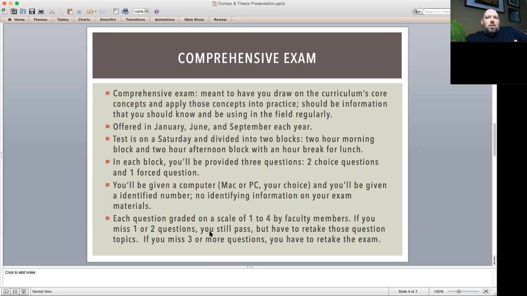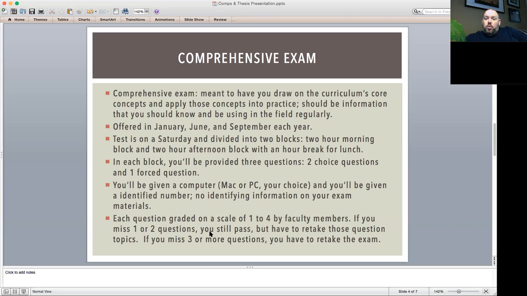So we will give you questions that are scenario-based questions, or we'll give you questions where you're asked to sort of choose a theory of your choice, and then how do you apply that? How would you use that with students in particular situations, right? And it's all connected to the work that you're already doing, hopefully, in the field.